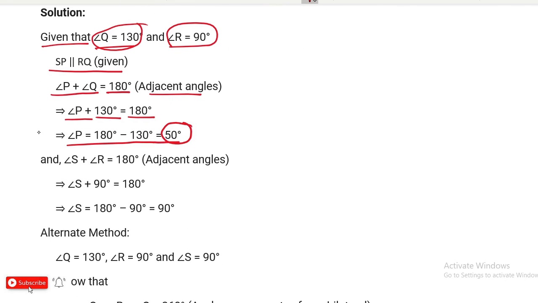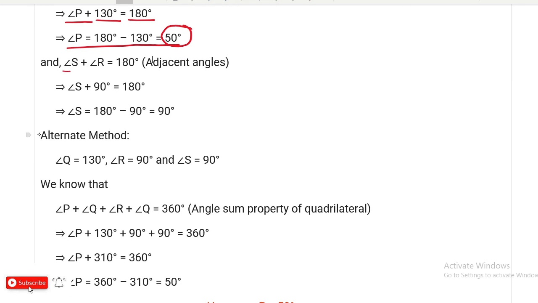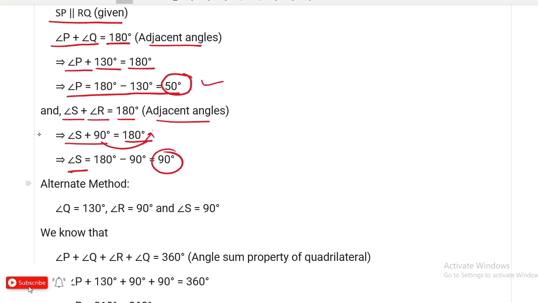Now the next, angle S plus angle R is equal to 180 by adjacent angles. Then angle S plus 90 is equal to 180. Then angle S is equal to 180 minus 90. We transfer this 90 to this side and angle S is equal to 90. So we find angle S and angle P. The value of angle P is 50 and the value of angle S is 90.